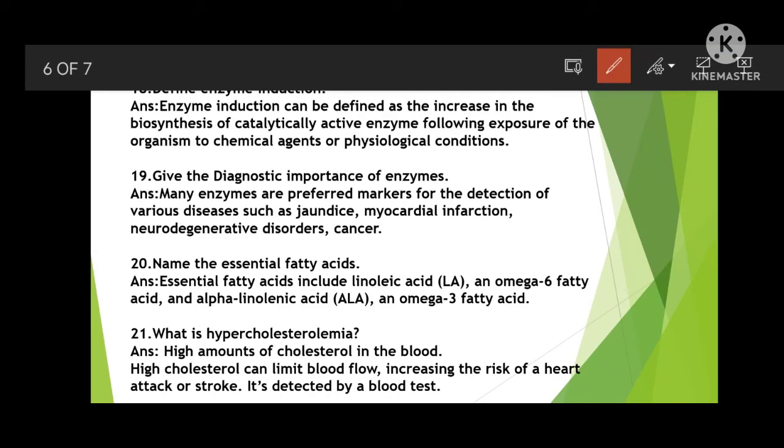Then give the diagnostic importance of the enzyme. Many enzymes are preferred markers for the detection of various diseases such as jaundice, myocardial infarction, neurodegenerative diseases and cancer disorders. These are very important diagnostic based diseases which can be diagnosed by using enzymes.